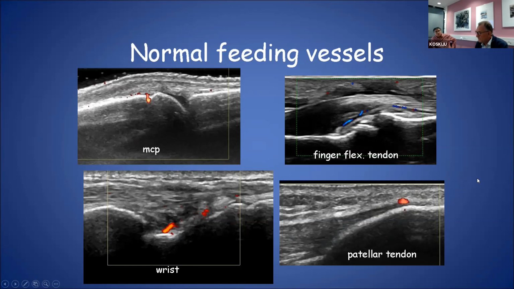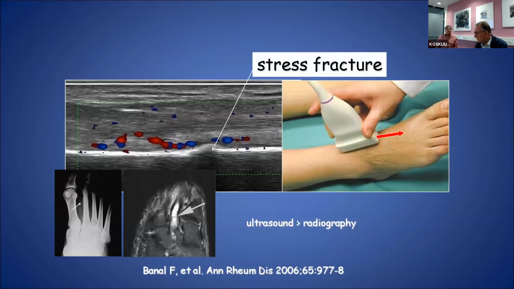So if there is one solitary vessel, it can be a normal feeding vessel. And all Doppler is not pathological. In fracture healing, we need Doppler for repair. It's a corrective flow. There must be hyperemia to repair this fracture. This is not inflammation, it's a normal healing process.